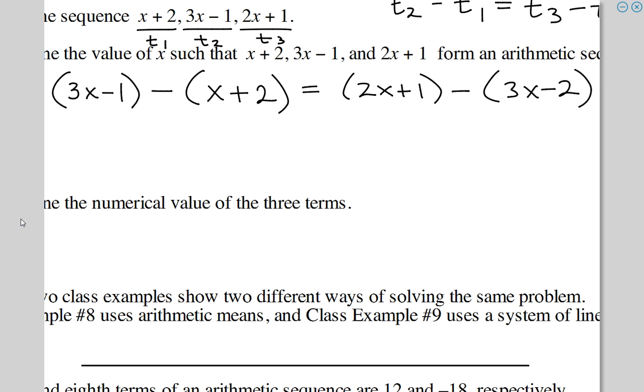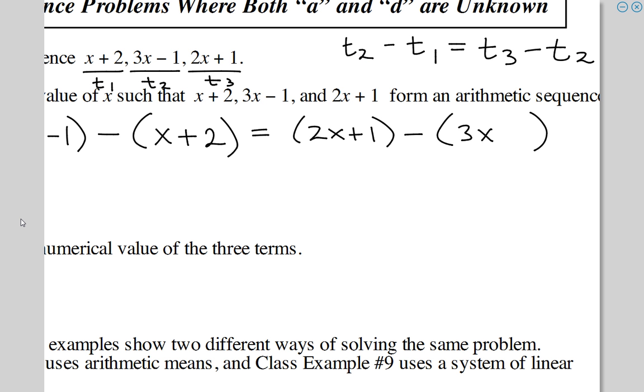Okay, so let's do this question. Sorry? Did I write it down wrong? Thank you, Aaron. You copied it? Okay, T3 take away T2. There we go.